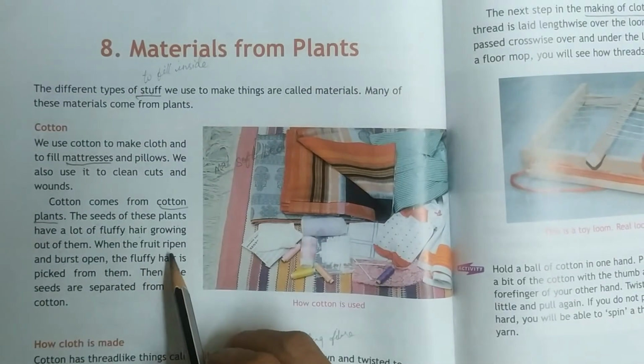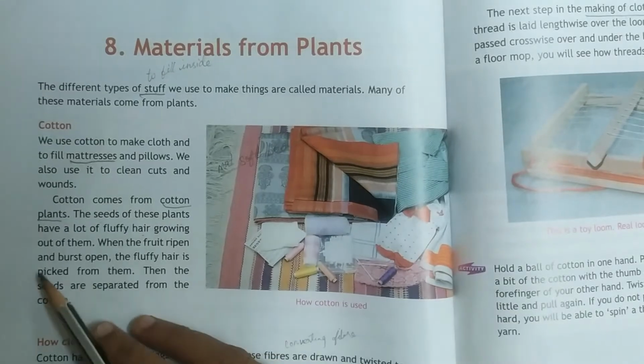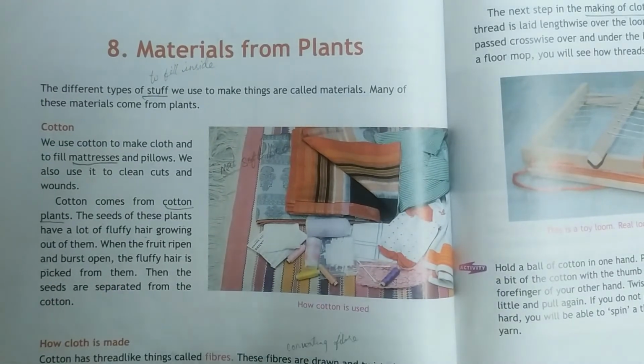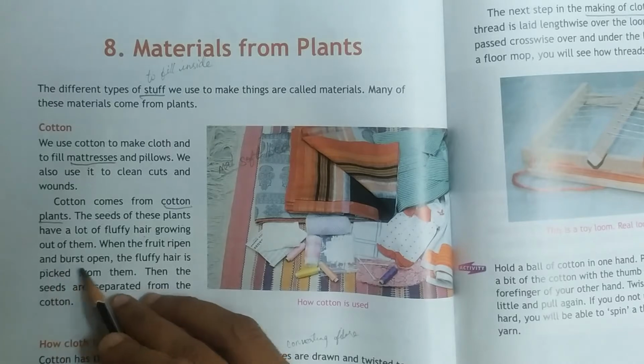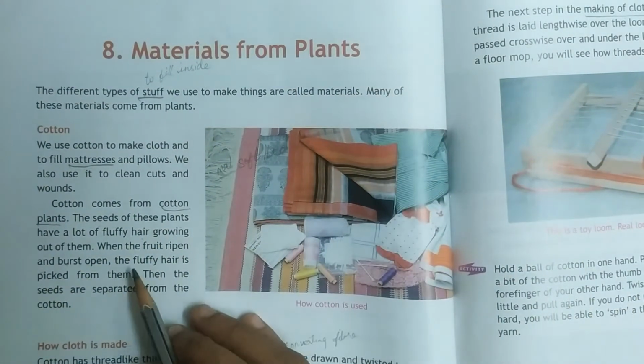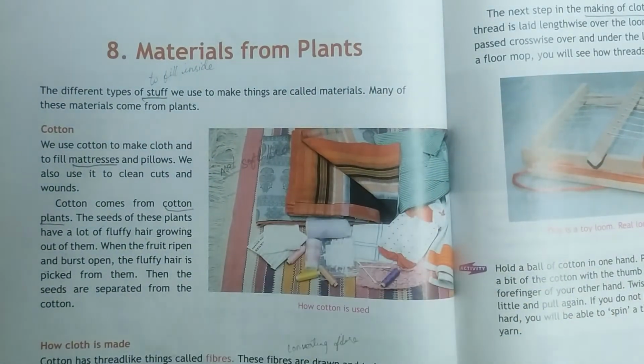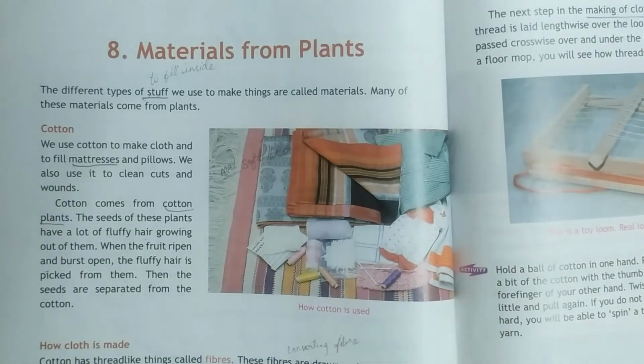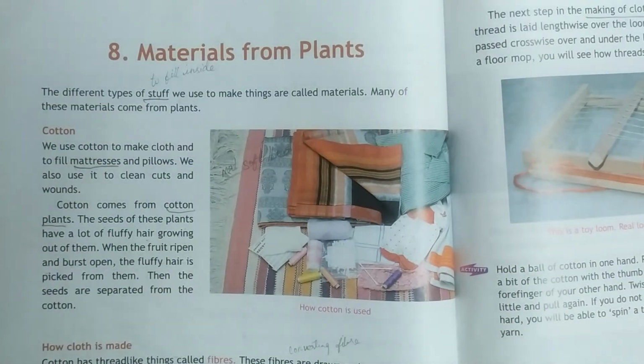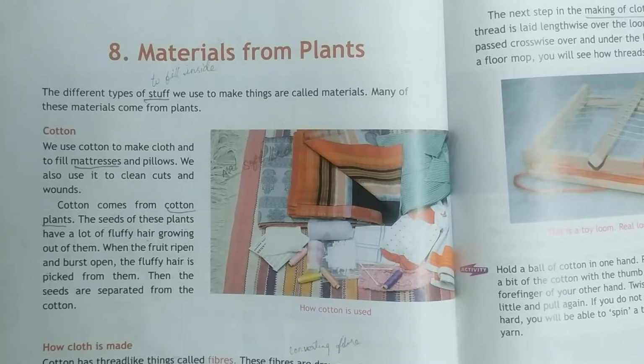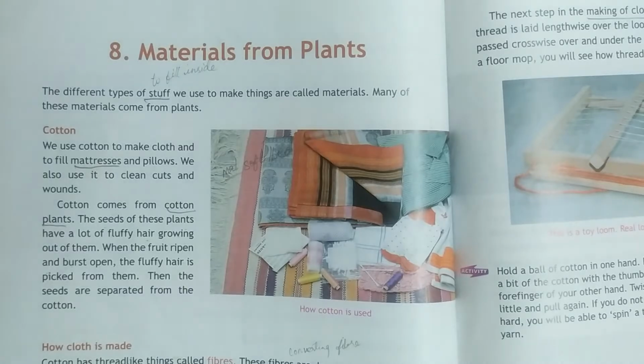And when the fruit is ripe, what happens? It will burst open. And where will the hair be? The hair will be inside, that is, the cotton will be inside the fruit. So when it opens, the cotton will come out, isn't it? The fluffy hair is nothing but the cotton. The fluffy hair is picked from them, and inside it the seeds will be there, so the seeds and the cotton are separated.